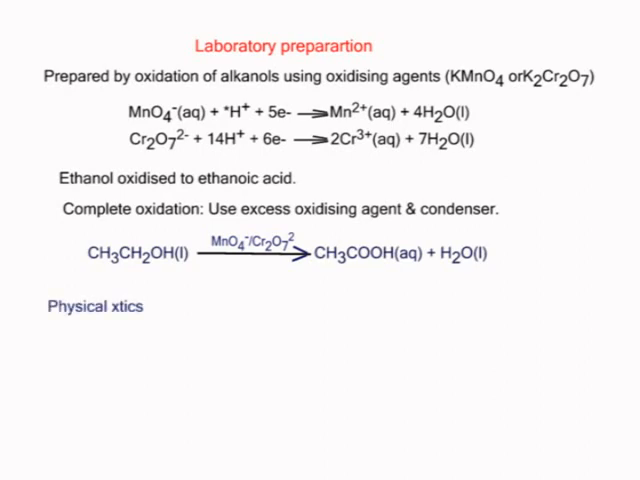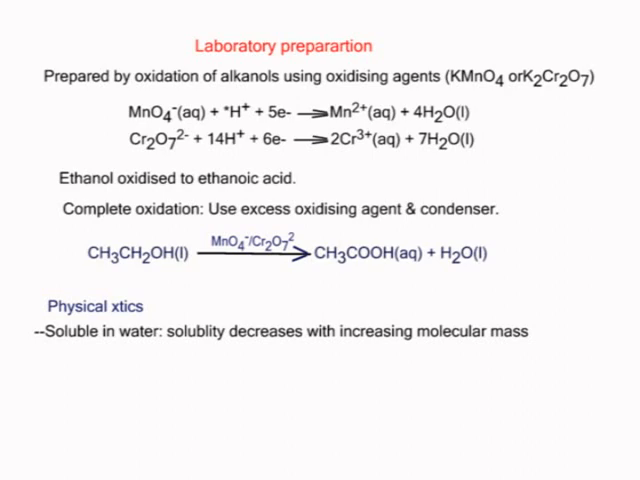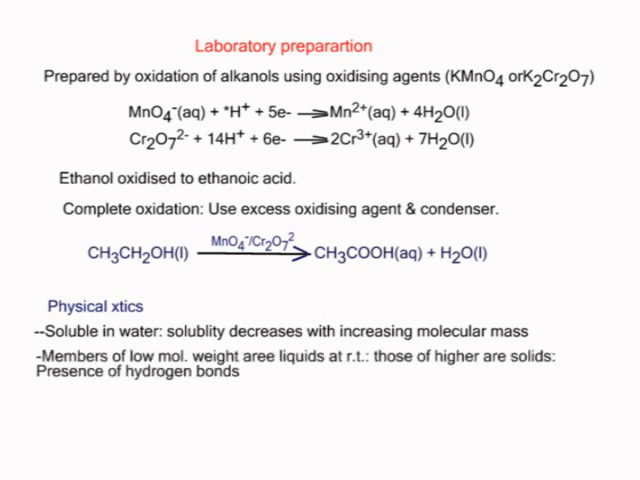Physical properties of alkanoic acids. Alkanoic acids are soluble in water. The solubility decreases with increase in molecular mass, which results in an increase in intermolecular forces. For example, methanoic acid is more soluble than hexanoic acid. The members with a low molecular mass are liquids at room temperature, while those with higher molecular mass are solids.